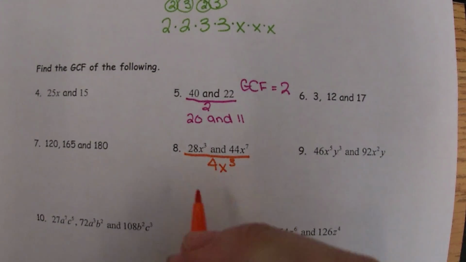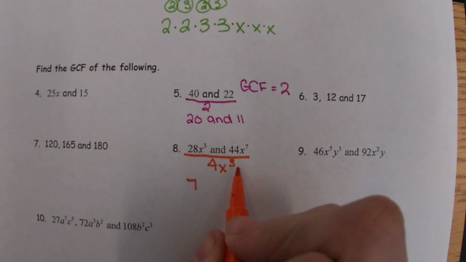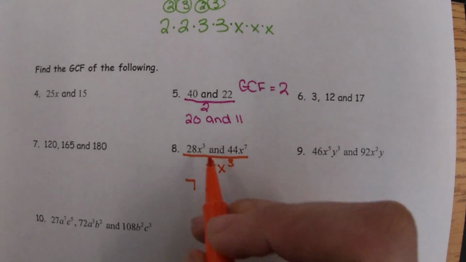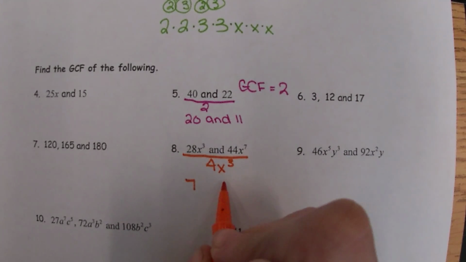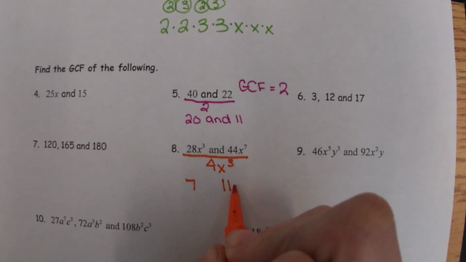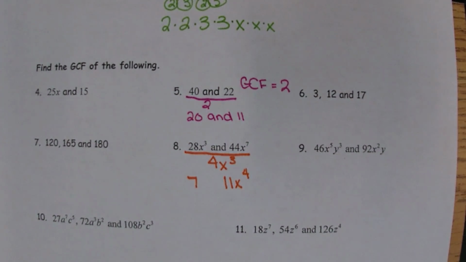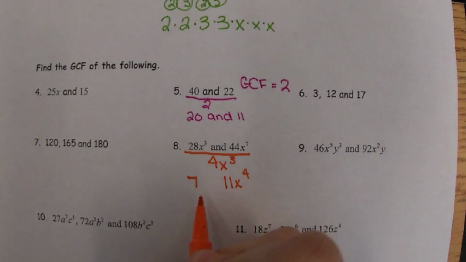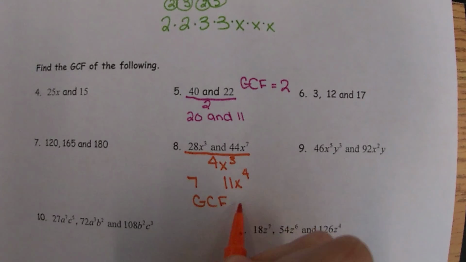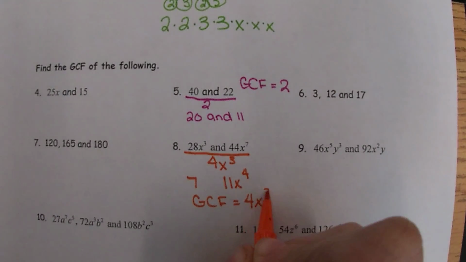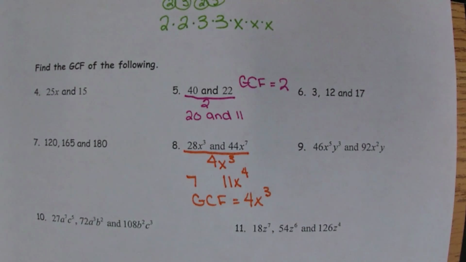So 28 divided by 4 is 7. 3 minus 3, those then cancel each other out. 44 divided by 4 is 11. 7 minus 3 is 4. There's nothing that goes into 7 that will also go into 11, nor do they both have the variables. So again, I know I'm done. So I have a GCF of 4x to the third.